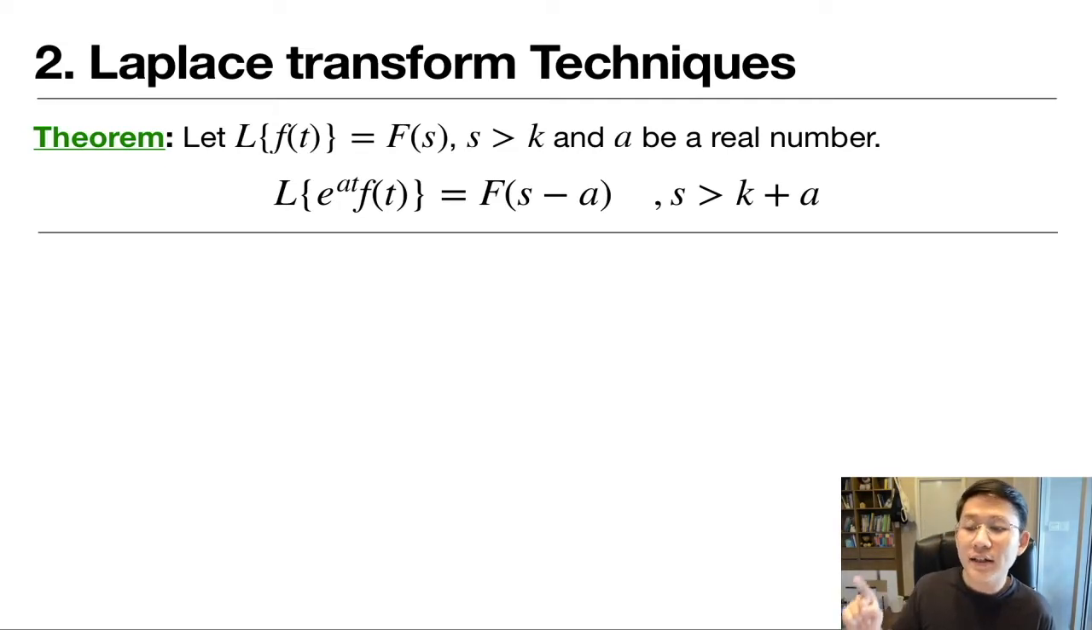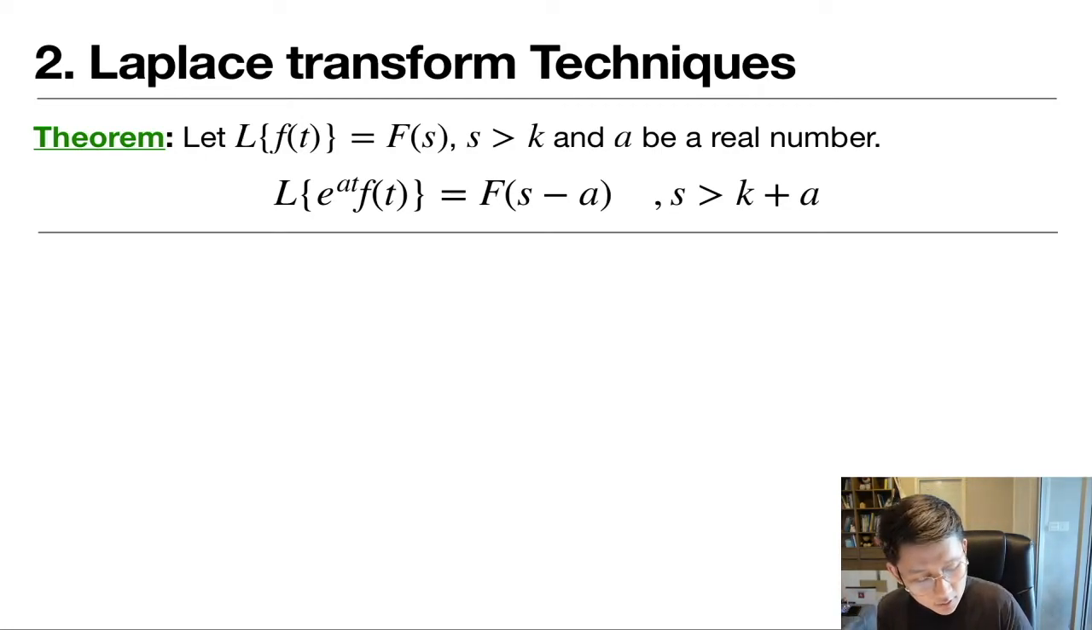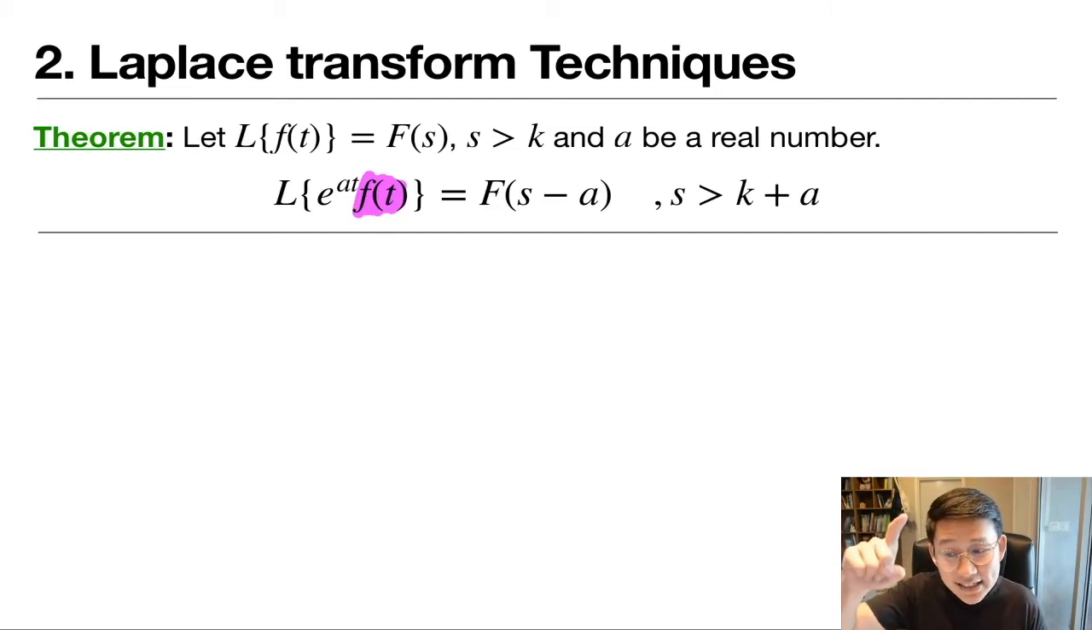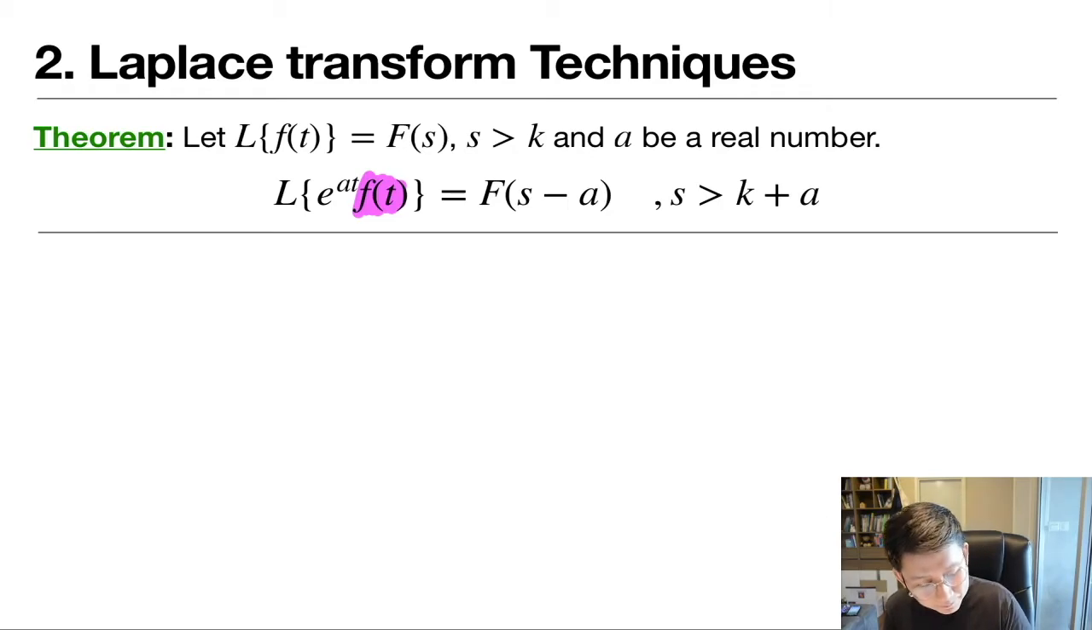If you want to find the Laplace transform of e to the at ft, you want to find the Laplace transform of e to the at ft. That is the same as F of s minus a, where F here is the Laplace transform of ft.